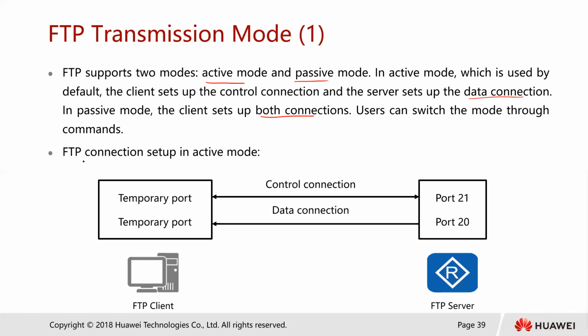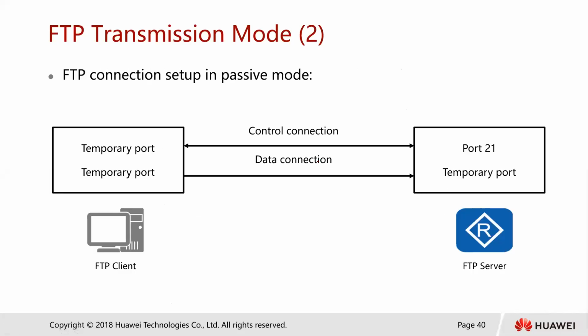So FTP connection setup in active mode. You can see here, the client will set up the control connection to the server, and the server responds. Whereas the data connection is only established by the server to the client. Remember, the data connection, we said, is on port 20, whereas the control connection to send the control commands is on port 21. FTP connection setup in passive mode: both of the connections are established by the client, the control connection and also the data connection.